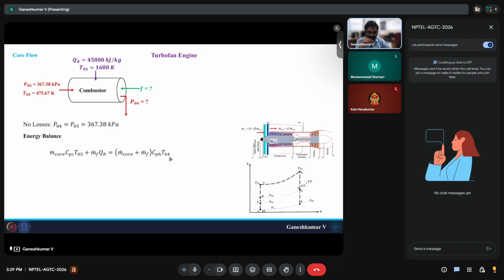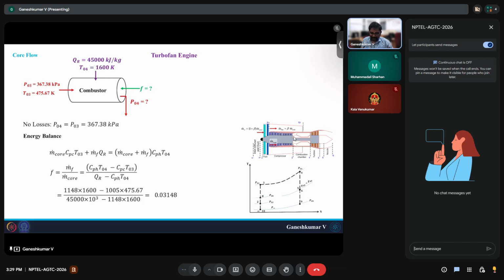Okay. The f is now defined as m dot f by m dot core, not m dot f by m dot infinity. Okay, m dot infinity has both m dot core and m dot bypass. Please remember that. So now the fuel to air ratio is defined as m dot fuel by m dot core, not m dot infinity. Here we have T04, T03, everything else we know. So you just substitute these numbers, you will end up having the fuel to air ratio to be 0.03148.